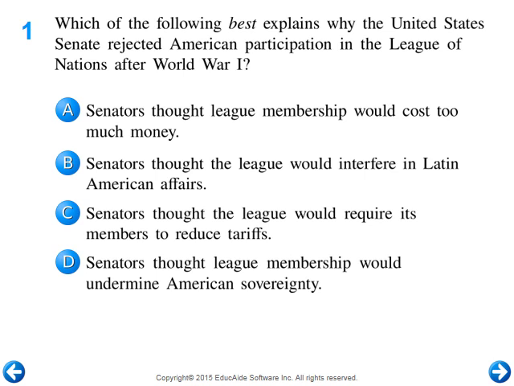C. Senators thought the League would require its members to reduce tariffs. That actually does become a possibility, but again, it's not the big thing. D. Senators thought the League membership would undermine American sovereignty. In other words, undermine America's freedom to do pretty much what we want. And that's what it's going to be, D.